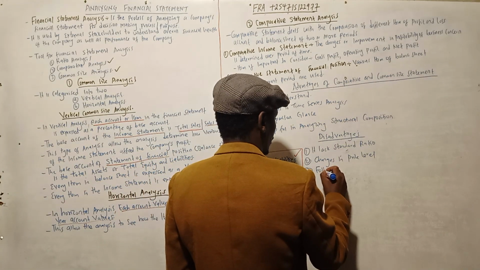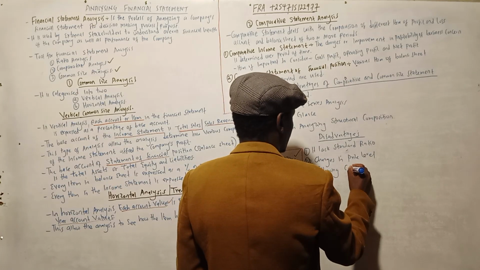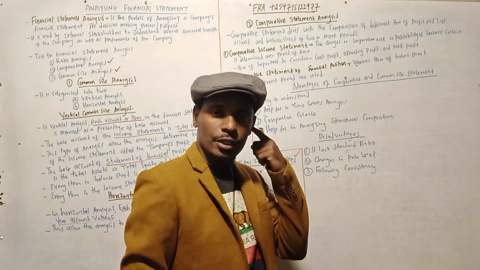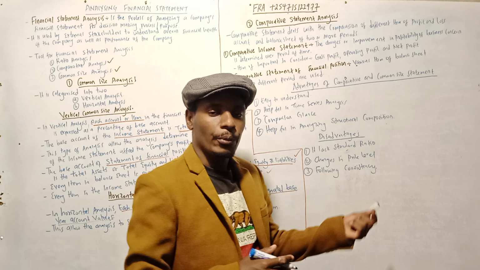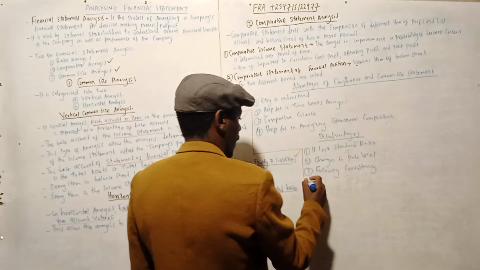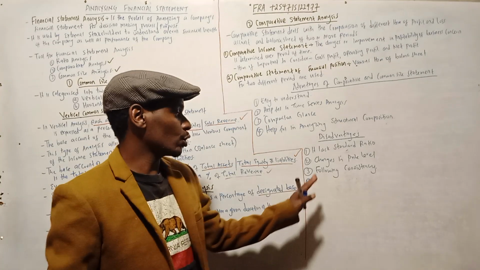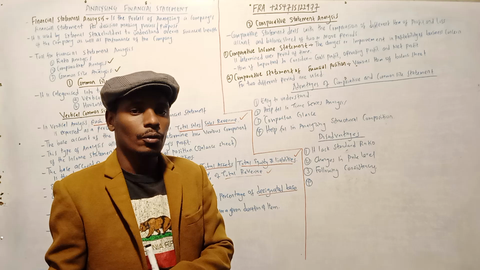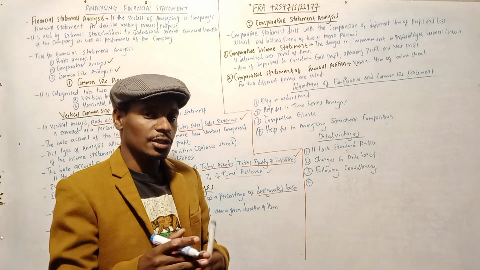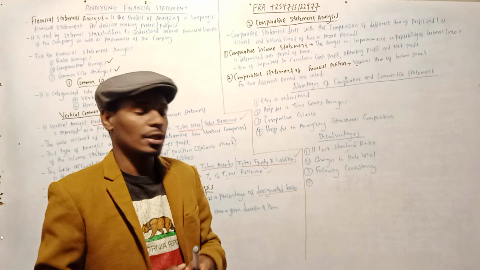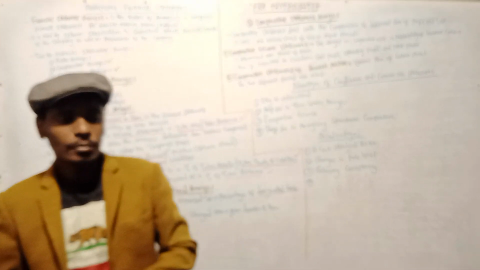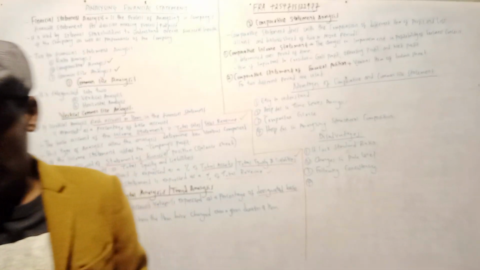Number three, it follows consistency. In the case where there is no consistency in the preparation of the financial statements, this method becomes not suitable. This method is only applicable when we have consistency in preparing the financial statements from one period to another. If there is inconsistency in the accounting policies, conventions, and so on, this method becomes a problem to use.